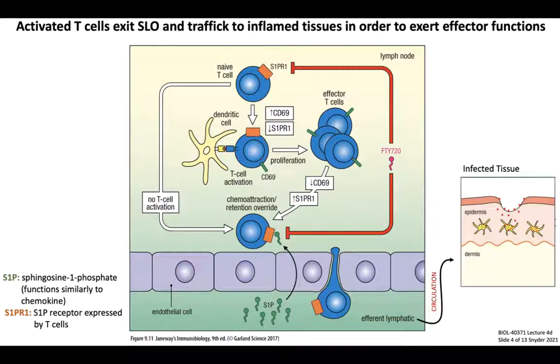S1PR1 expression dynamics therefore regulate the ability of activated T cells to exit the lymph node, and this allows them to re-enter vascular circulation and then zero in on the site of infection based on chemokine gradients that are established in locally infected tissues. In this diagram, note that FTY-720 is a drug treatment that can be administered which blocks S1P binding and therefore prevents activated T cell egress from lymph nodes.